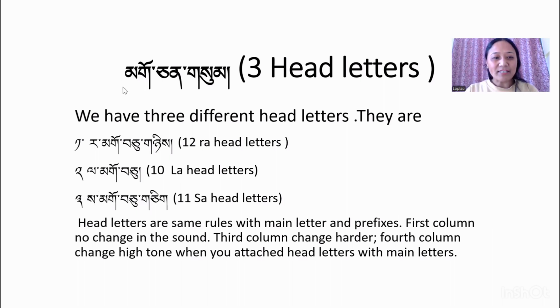Rago Chungni means 12 Ra head letter. Ra can be on the top of 12 main letters. And then Lagoju, the La can be on the top of 10 main letters. And then Sa can be on top of 11 main letters.